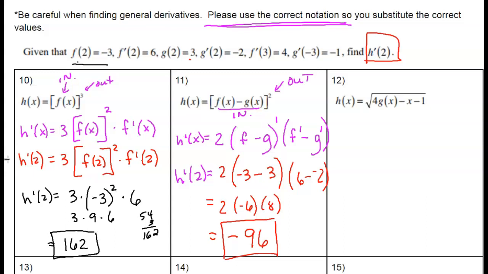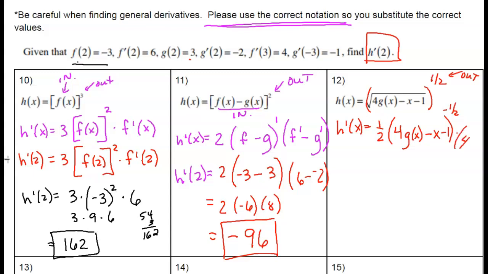So h, we're going to rewrite this as the 1/2. Those are being multiplied, so we can start with our derivative, which on the outside is a power. So 1/2, this inside stays the same, and we subtract 1. And then the derivative of the inside, I'm going to have to write this to the side. Well, the 4 times the derivative of g. The derivative of negative x is negative 1, and then the derivative of 1 is 0, so I don't even write that.